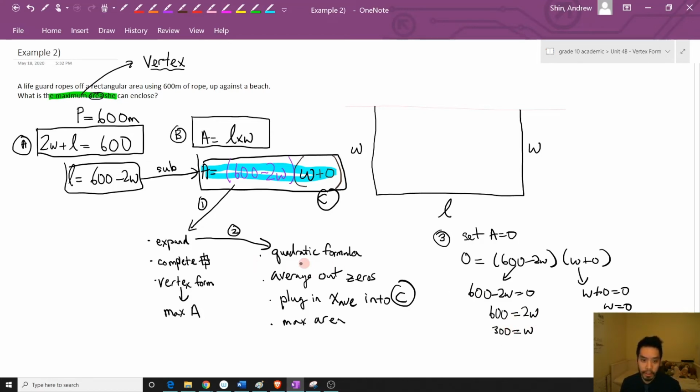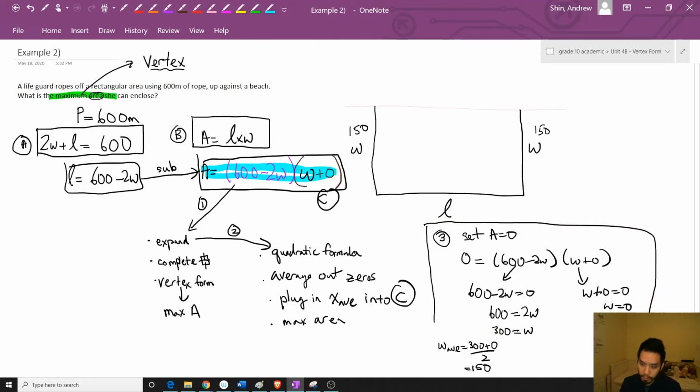And once we have the zeros, we're going to average them out. So average w is going to be 300 plus 0 divided by 2, which would be 150. So I know that the maximum occurs at 150. So I know that this is going to be 150. And this is also 150, and then you can use this formula to find out what L is going to be. So let's do that. So I'm going to box this up so it's easier to follow.